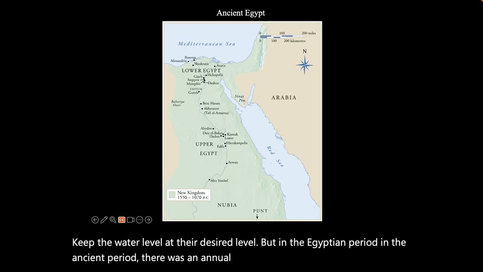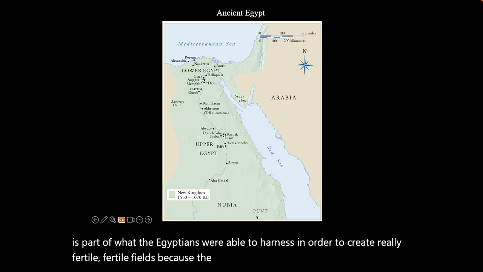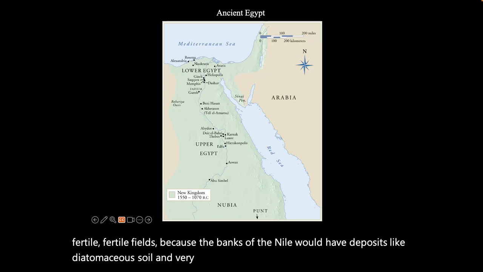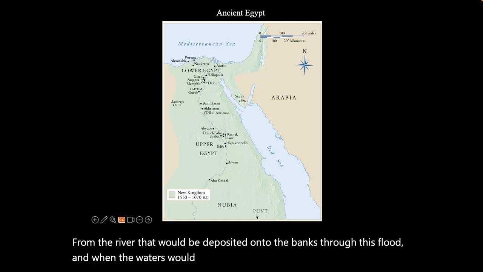We call it the inundation, and it is part of what the Egyptians were able to harness in order to create really fertile fields, because the banks of the Nile would have deposits of very rich soils from the river that would be deposited onto the banks through this flood. And when the waters would recede, all of this great fertilizer would be left behind.